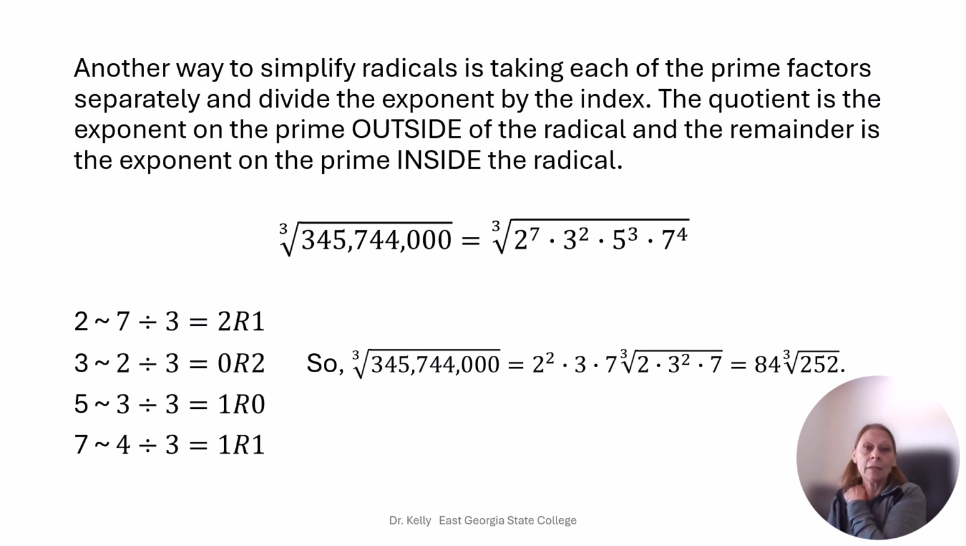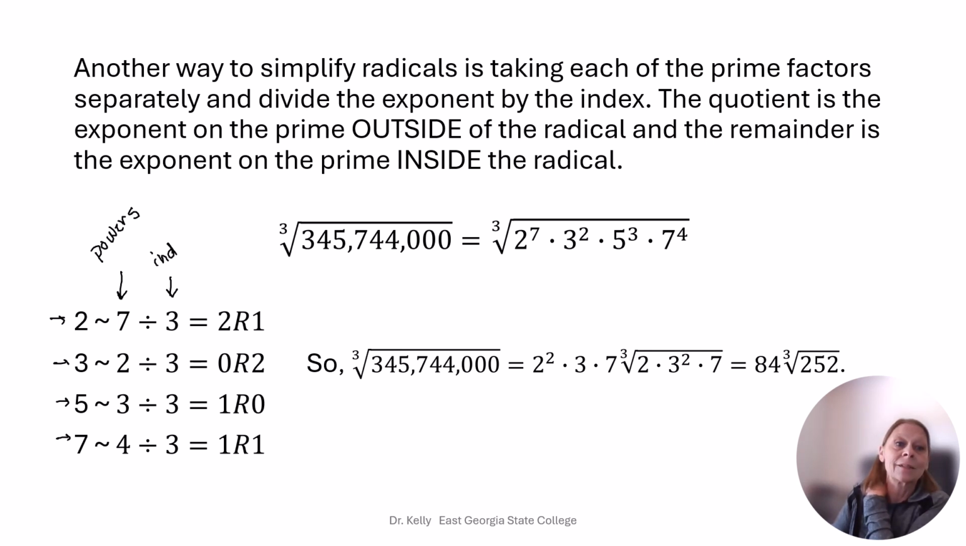So we see that this number is equal to 2 to the 7th times 3 squared times 5 cubed times 7 to the 4th. So I broke down each one of our factors here, and I have down this column the powers of each factor. And notice it's all the same number, which is the index of our radical here. Then I do that quick division. 7 divided by 3 is 2 with 1 left over. So I was able to pull 2 out with 1 left over.